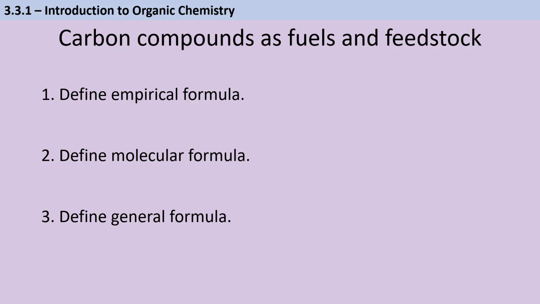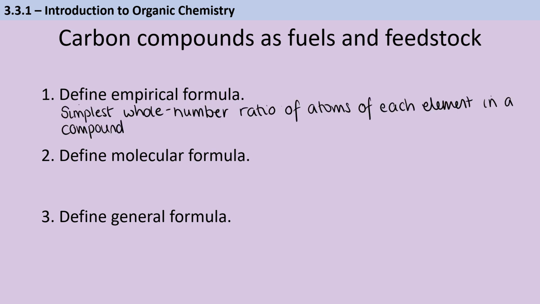The organic chemistry topic starts with some different types of formulae. So empirical formula is defined as the simplest whole number ratio of atoms of elements in a compound. For instance, if we were going to take an alkene like butene, which has the formula C4H8, then the simplest whole number ratio would be 1 to 2, and therefore the empirical formula would be CH2.